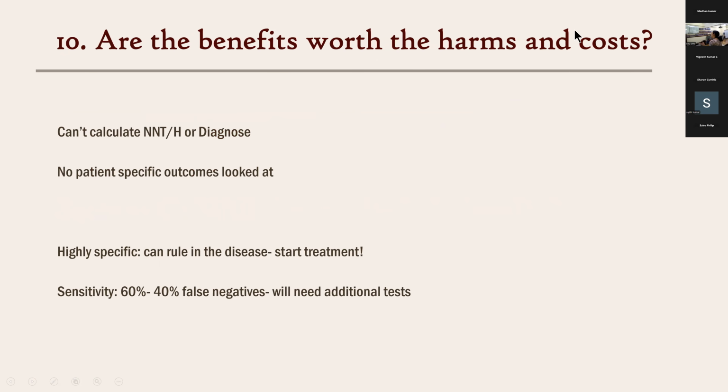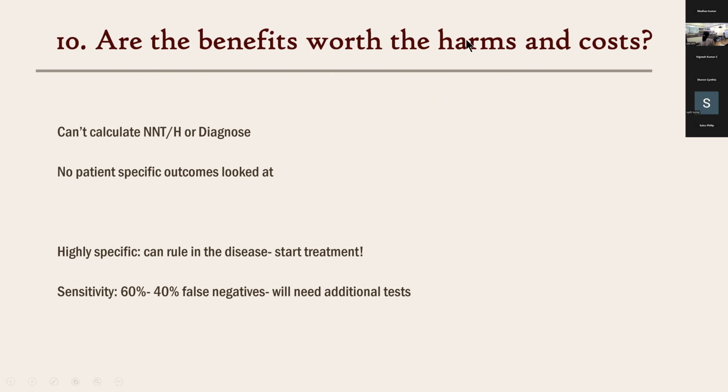So the next question is, are the benefits worth the harm and cost? Here, like I said, you can't calculate a number needed to treat. So this has to be interpreted by the person who's doing the study. So let's say this is a highly specific test. So you can rule in the disease. If you remember from last time, SPIN: specific, you can rule in the disease. So Xpert comes positive, you're saying yes, this patient has TB. You can start treatment, so you might be getting treatment done earlier. So I think, and I'm sure everyone will agree, that that's a worthwhile test, especially since culture and all that takes some time.